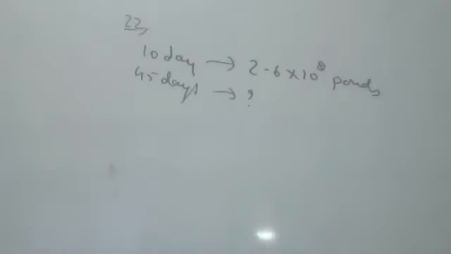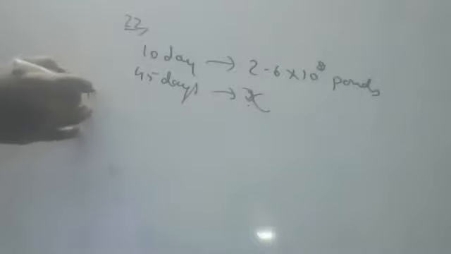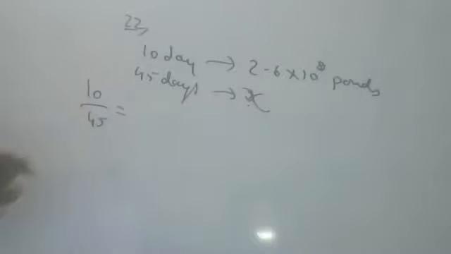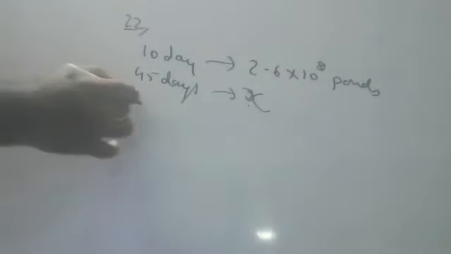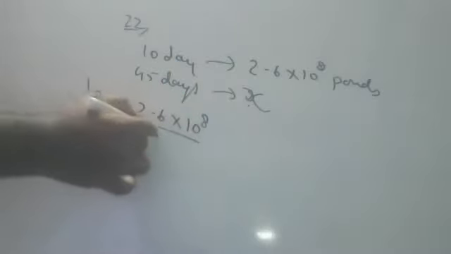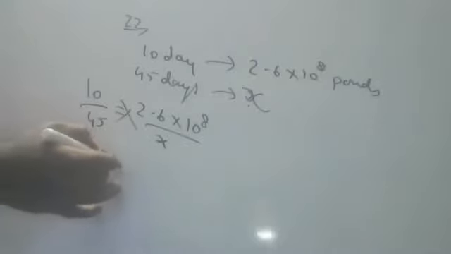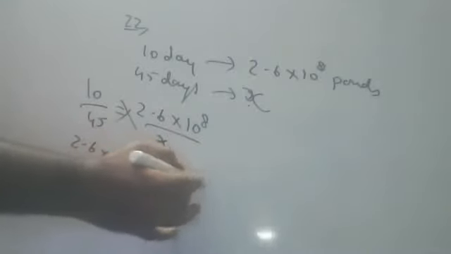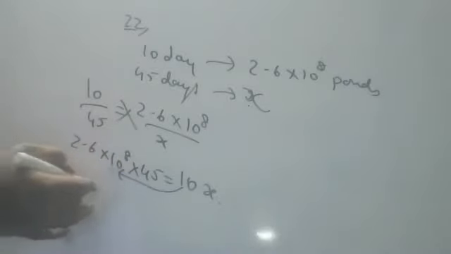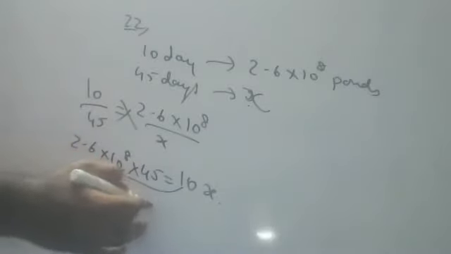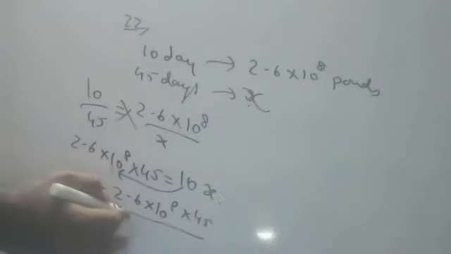Pravalika, tell me the sum how to do. Raghuram, tell me the sum how to do. 10 by 45 is equal to 2.6 into 10 to the power of 8 by x. Tell me the cross multiplication. 2.6 into 10 to the power of 8 into 45 is equal to 10 into x. Bring 10 down. x is equal to 2.6 into 10 to the power of 8 into 45 by 10.